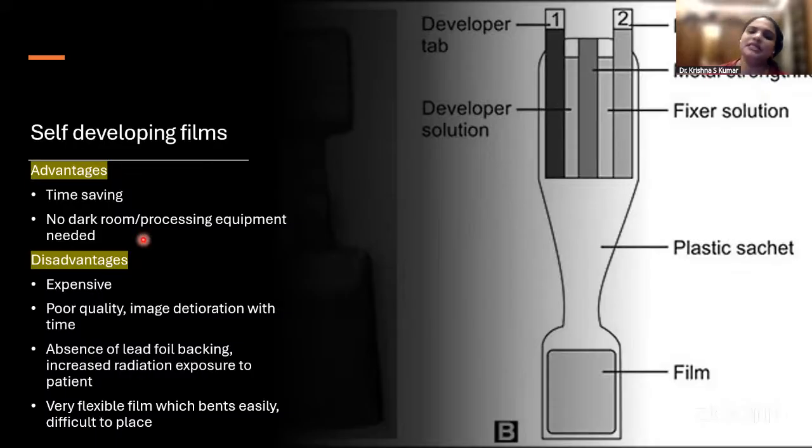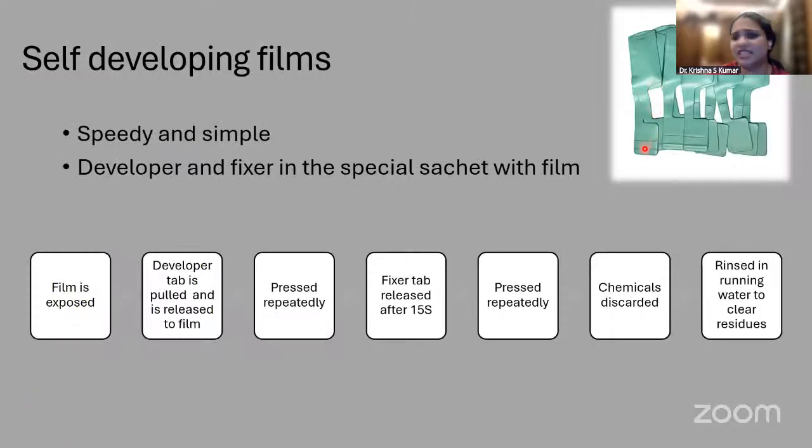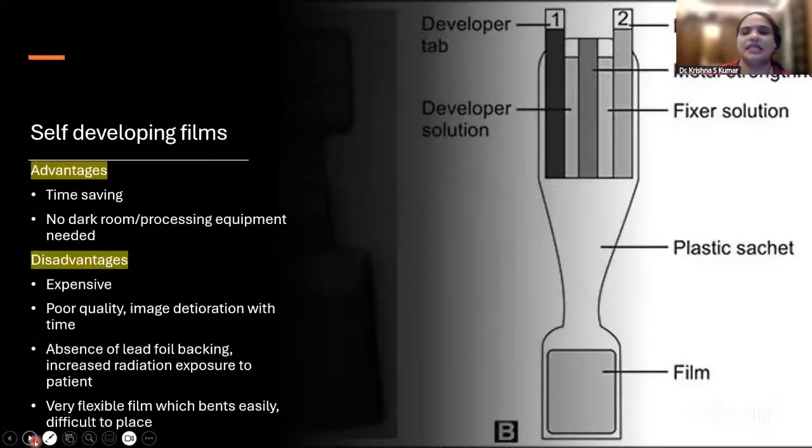But the disadvantage is that it is very expensive, and you can see these films are very flexible. So it's very difficult to place inside our oral cavity. The image quality is very poor compared to the other techniques, and when it's kept for some time, the image quality again deteriorates. And there is no lead foil backing. There is only chemicals and the film. So the lead foil will prevent the scattered radiation from reaching the patient as well as the film. Hence, when there is no lead foil, there is increased radiation exposure to the patient.